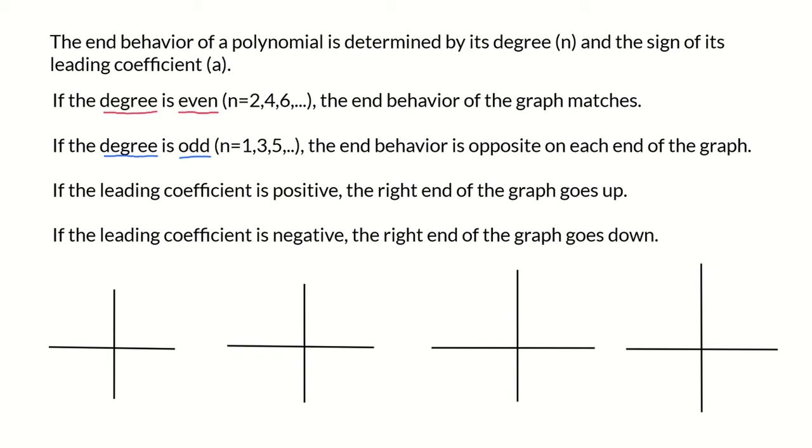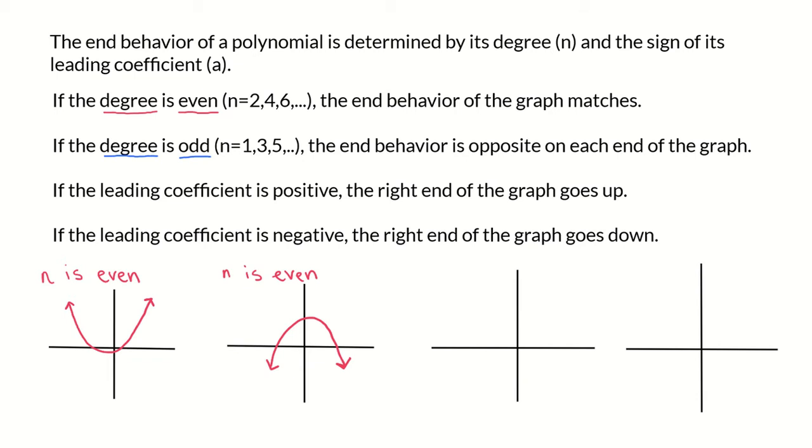So if the degree is even, two possible things can happen. The ends could both go up, like this, and we don't know quite what happens in the middle. There could be peaks and valleys in the middle, or both ends could go down. So the graph could look like this, and again, we don't know what happens in the middle. We just care that the two ends of the graph match.